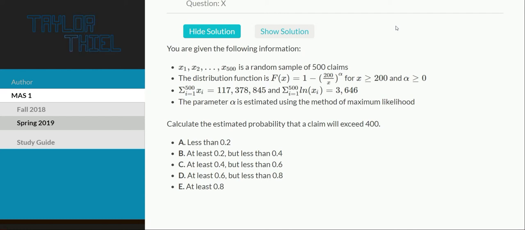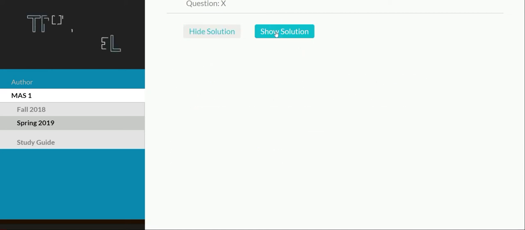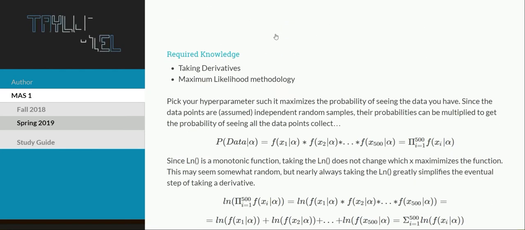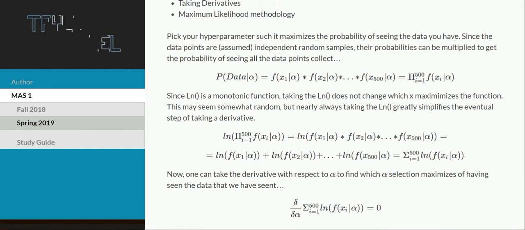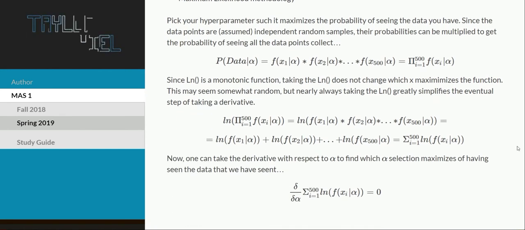Calculate the estimated probability that a claim will exceed 400. In this problem, we just need to know two things: taking derivatives, as with almost every other problem on this exam, and secondly, what the maximum likelihood methodology is and how to do it. If you prefer reading to hearing me talk, feel free to pause and read the explanation.